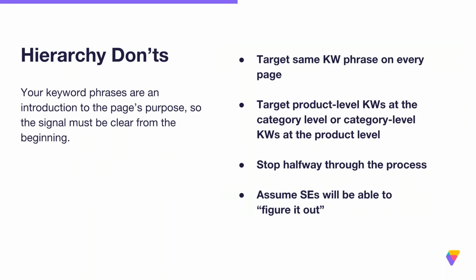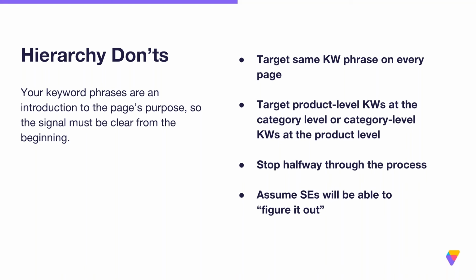So let's talk about the flip side of this, some things that you shouldn't do when you're approaching keyword hierarchy. As Katie said, every page, the keywords that are on it should be specific to that page. So you should not target the same keyword phrase on every page of your website. The reason being, as we said before, search engines cannot visually see your website, at least not yet. So they rely on text cues to let them know what every page of your website is about.